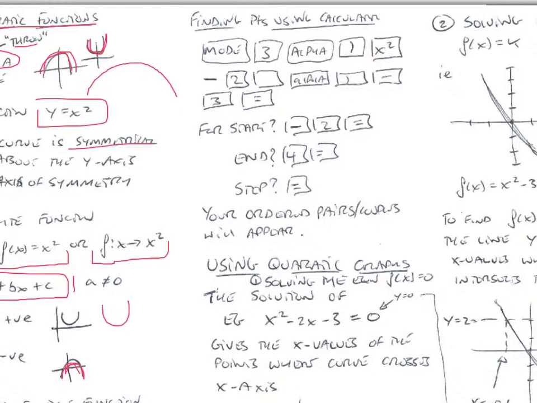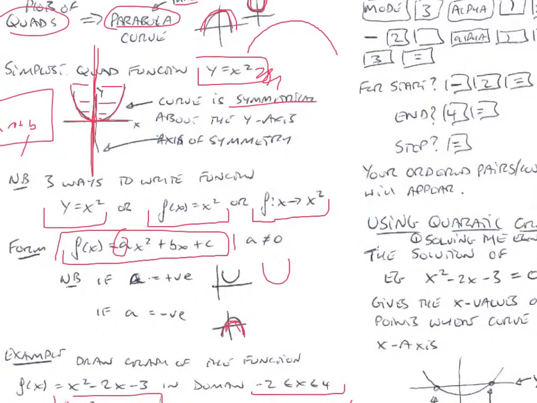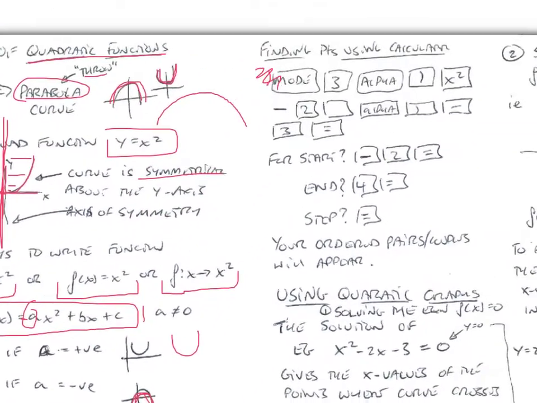Now you can use your calculator to find those points, and the way you'd do that is you'd simply hit mode 3, alpha, the bracket sign, and then the x squared sign, minus 2, and that should be the bracket sign as well. Sorry, no, there's nothing there. 2, alpha, bracket, minus 3, and you hit equals, and that's putting in that function x squared minus 2x minus 3.